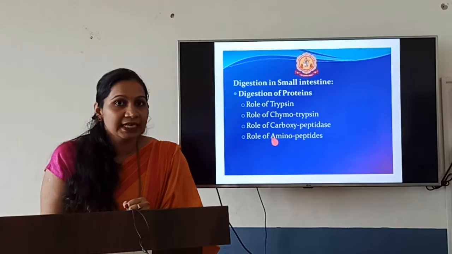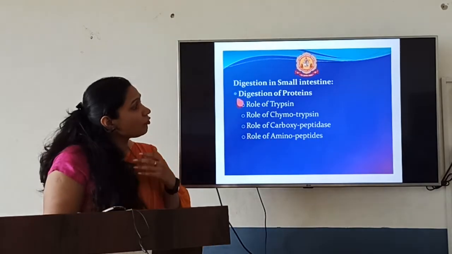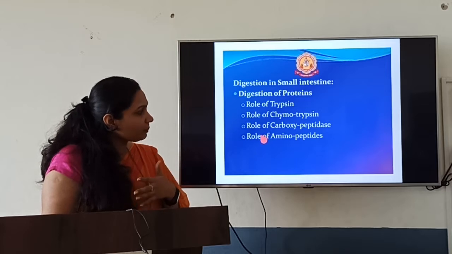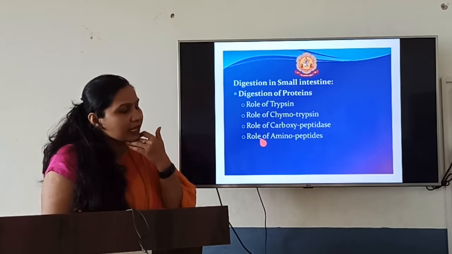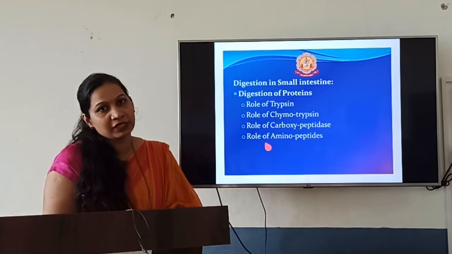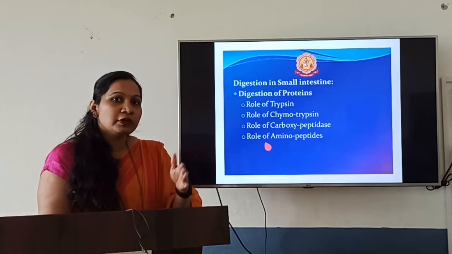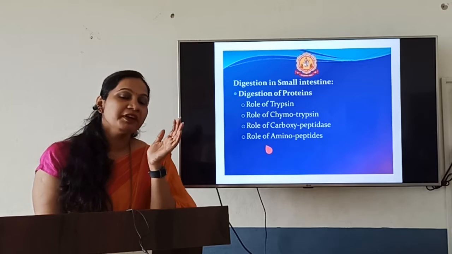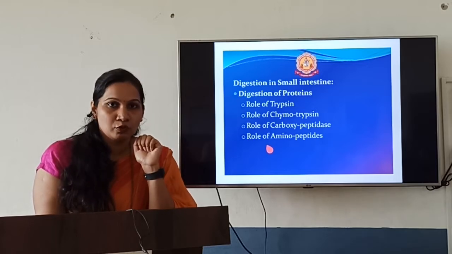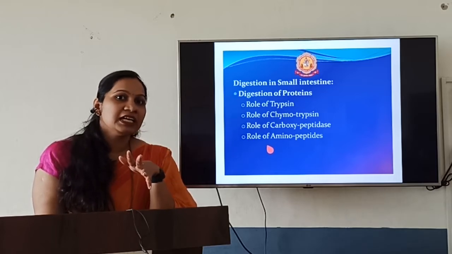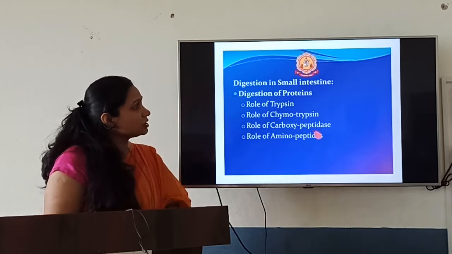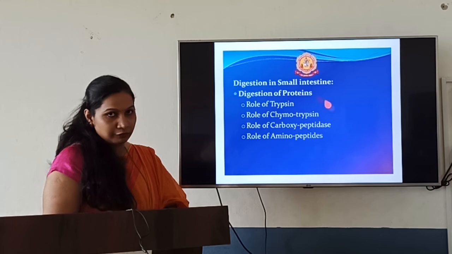Digestion takes place in the intestine. That's why the role of trypsin, chymotrypsin, carboxypeptidase, aminopeptidase, all these are meant for the digestion of proteins, where protein is finally converted into amino acids. Carbohydrates are finally converted into glucose. Lipids are finally converted into fatty acids as well as glycerol. So those are the functions where these are mainly involved.